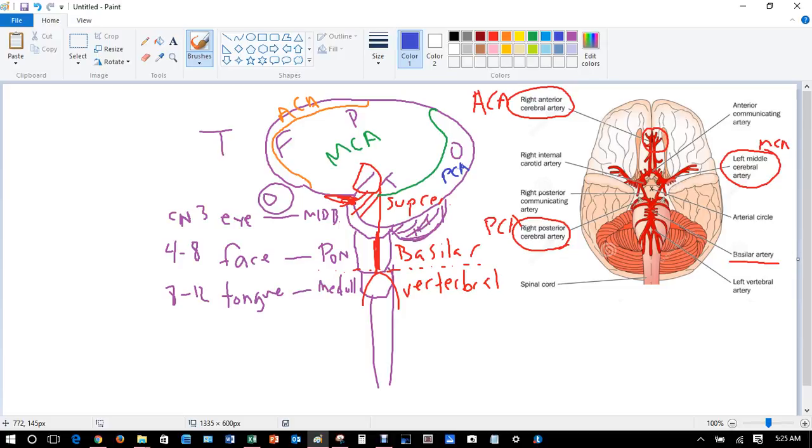The MCA, starting with that first over here, the MCA, it has the motor cortex of the upper limbs and the face. Okay, so motor cortex, upper limbs, and face. So if you have an obstruction of the middle cerebral artery, you're going to have problems with motor abilities with the upper limb and the face.